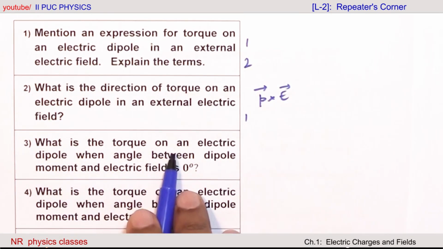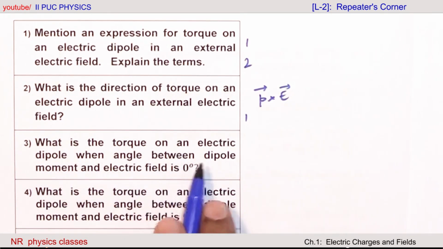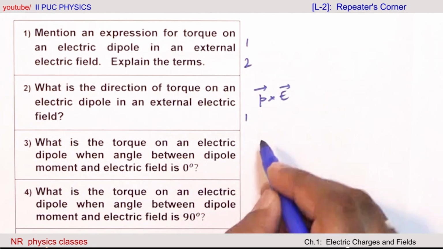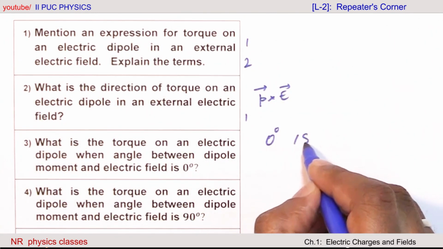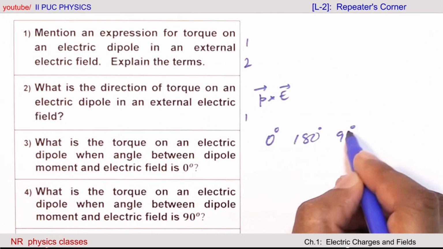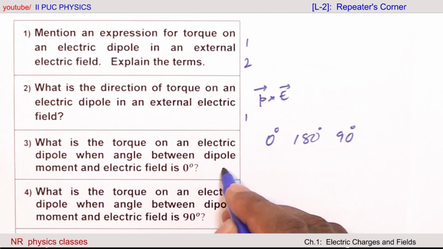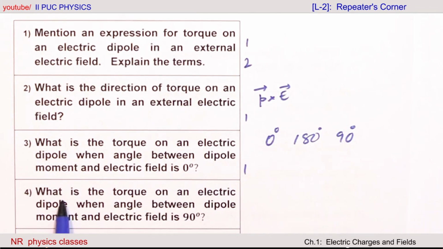What is the torque on an electric dipole when the angle between dipole moment and electric field is 0? There are 3 cases, right? Extreme cases: 0 degree, 180 degree and 90 degree. This is for 1 mark. What is the torque when the angle is 90 degree and 180 degree? Each 1 mark.